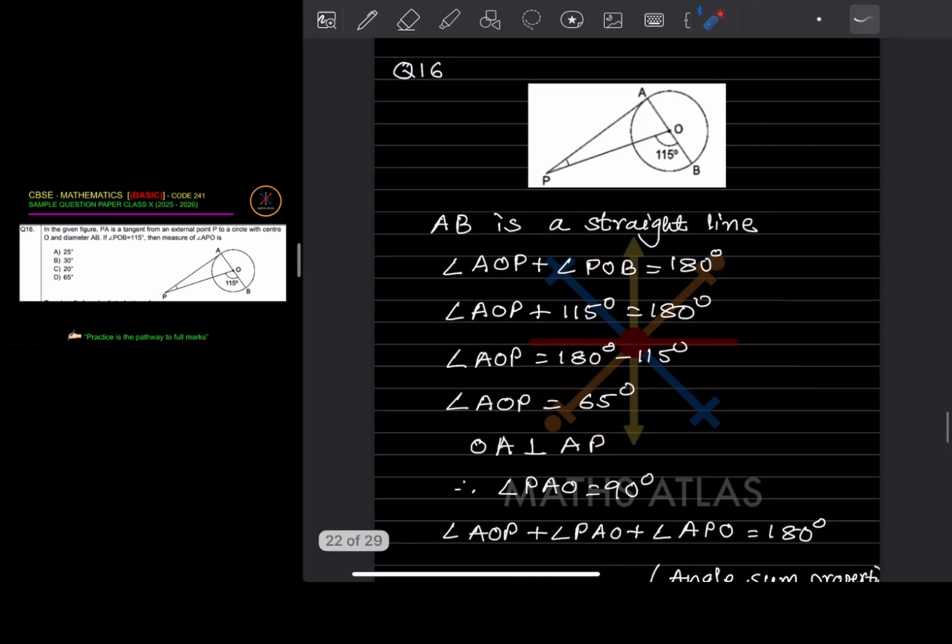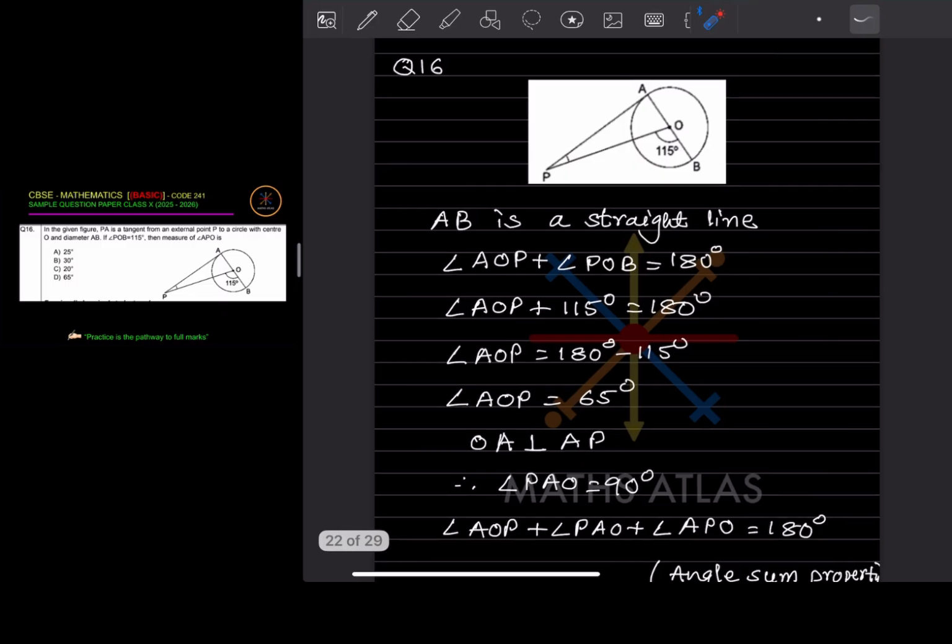So now we want the angle APO. OA is perpendicular to AP. So now we can say here angle PAO, this angle is going to be 90 degrees.